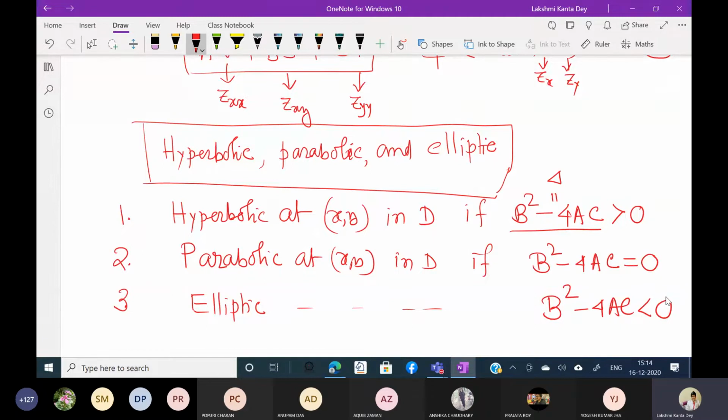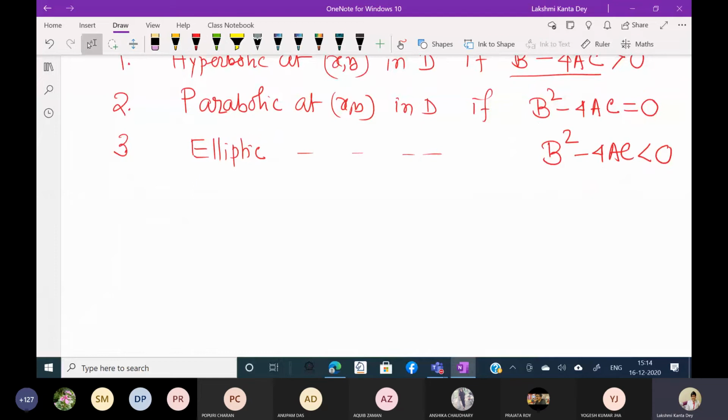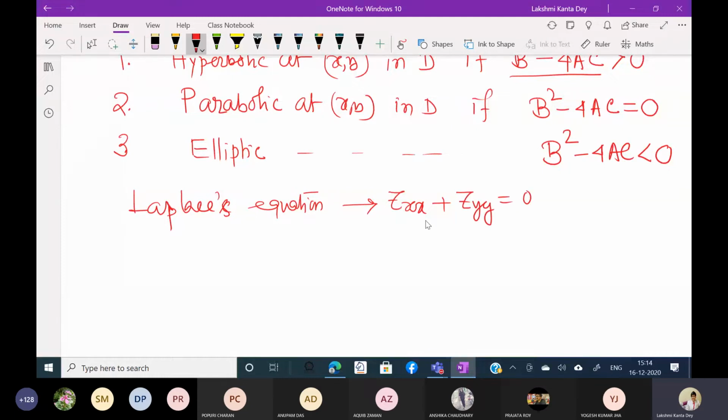If we look at the physical point of view, then each category is related to a specific problem, like Laplace's equation for the first type. This is like z_xx plus z_yy is equal to 0. There is no mixed type differential equation, only xx and yy. There is no first order differential equation also. So this is Laplace's equation.